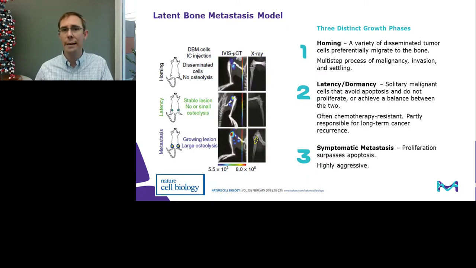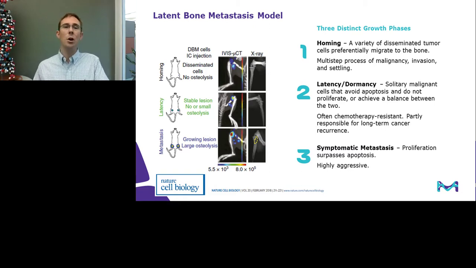So they injected dormant bone metastatic, or DBM, these are luminal ER breast cancer-derived cells, into immunocompromised mice. The goal of this screen was to probe the genetic basis for several characteristics of these cells. First, these injected cells disseminate and subsequently undergo homing to the bone tissue.